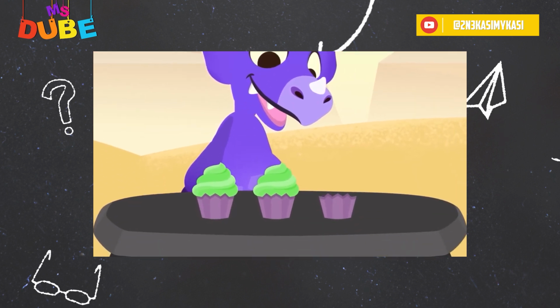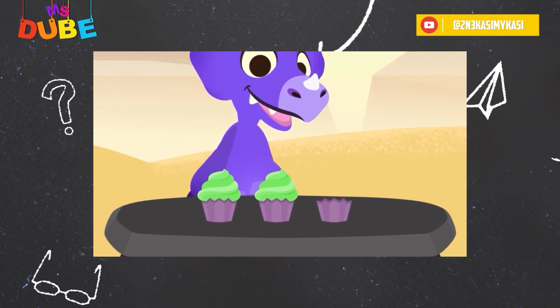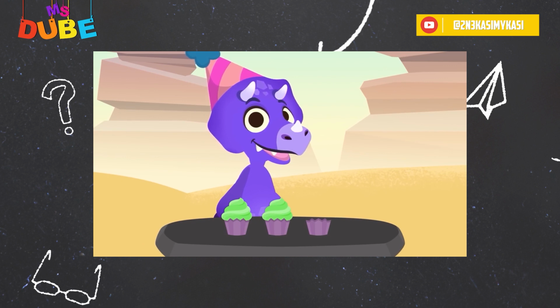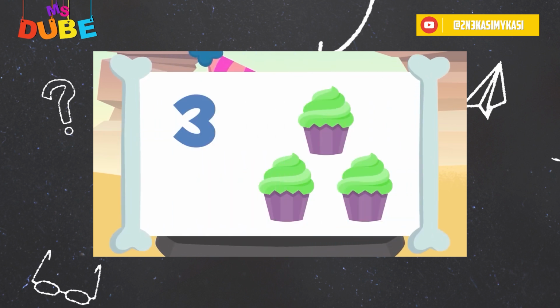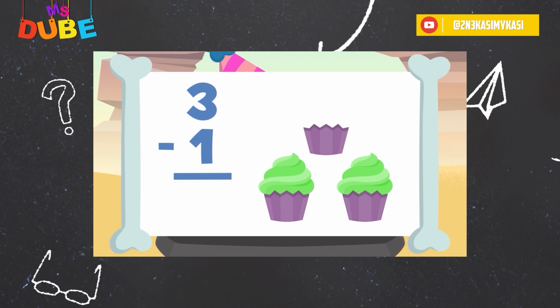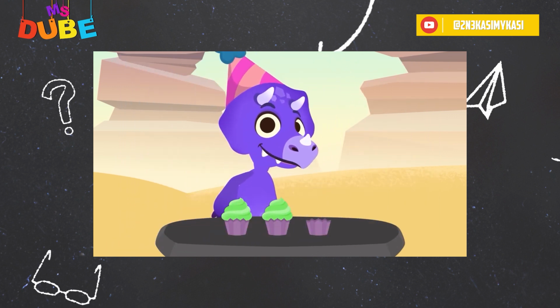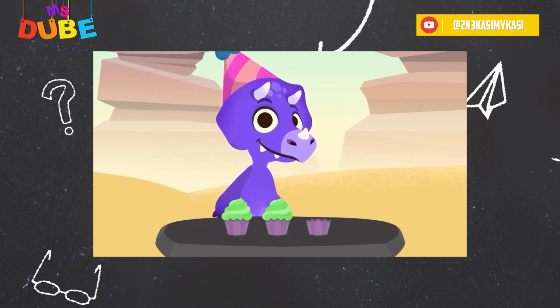We subtract to know how many things we have left after taking away some of them, just like you did with these cupcakes. For example, before, there were 3 cupcakes on the table, and you've eaten 1. So, if we take 1 away from 3, there will be 1 and 2 cupcakes left. 3 minus 1 equals 2. Well done! We have done our first subtraction. See how easy it was?